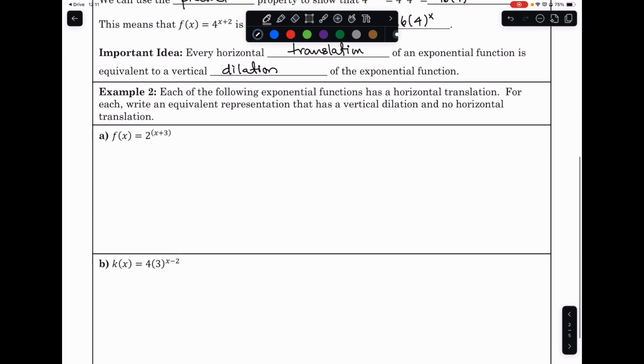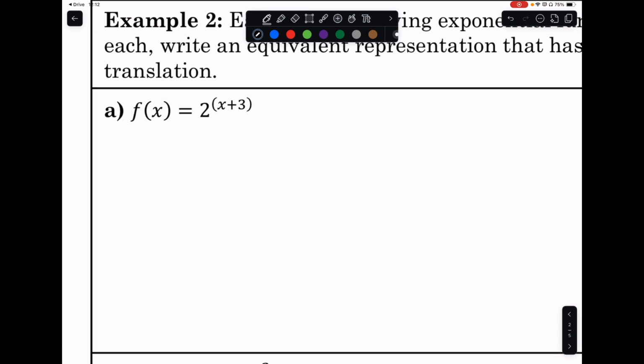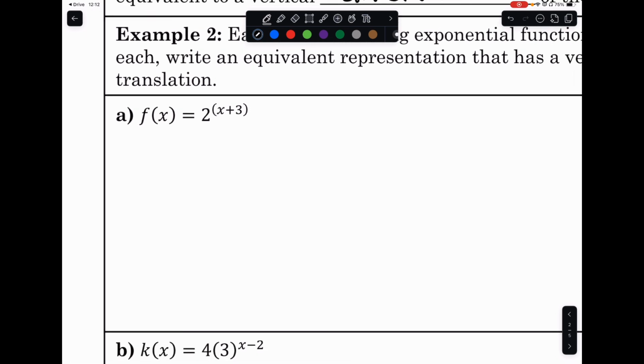Each of the following exponential functions has a horizontal translation. For each, write an equivalent representation of the vertical dilation and no horizontal translation. So let's do that right here on this example.